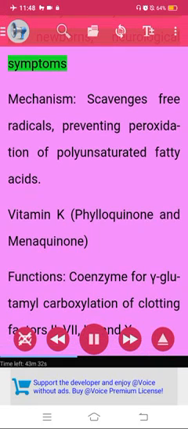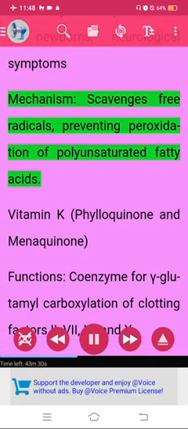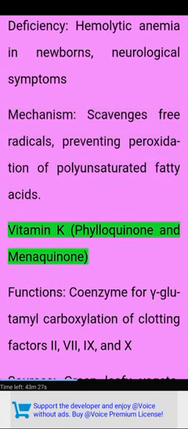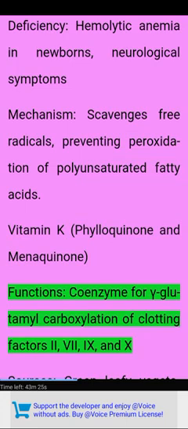Deficiency: hemolytic anemia in newborns, neurological symptoms. Mechanism: scavenges free radicals, preventing peroxidation of polyunsaturated fatty acids. Vitamin K: phylloquinone and menaquinone. Functions: coenzyme for gamma-glutamyl carboxylation of clotting factors II, VII, IX, and X.